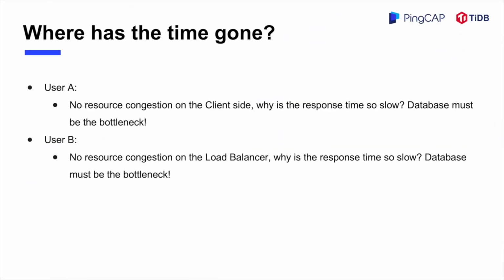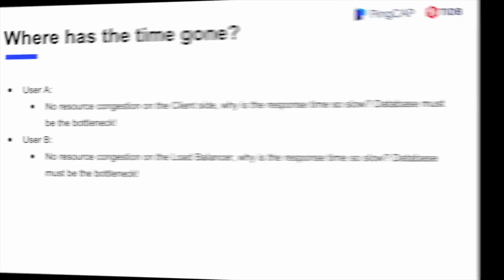During many POC processes, we often face questions from customers. For example, user A may ask, "We have enough client resources, so why is the response time so slow? It must be due to the slow database." Meanwhile, user B may inquire, "There are many idle resources on the load balancer, so why is the response time so slow? The database must be the bottleneck." So, where has the time gone? Does the bottleneck really lie within our database?